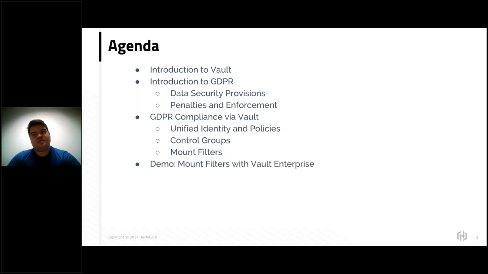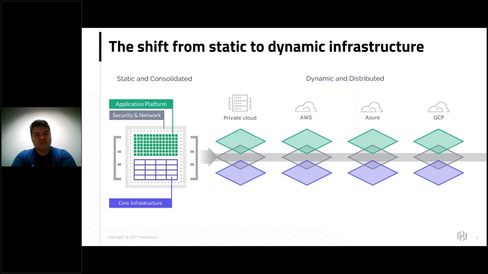From there, we'll switch gears and talk a little more about how GDPR applies to Vault. We're going to specifically talk about three areas. First, unified identity and policies. Second, control groups, and then finally, mount filters. And with mount filters, we're going to show a demo about how one can centrally manage a global Vault infrastructure while at the same time complying with data sovereignty regulations like GDPR and other kinds of what we call extraterritorial compliance regulations like the GDPR.